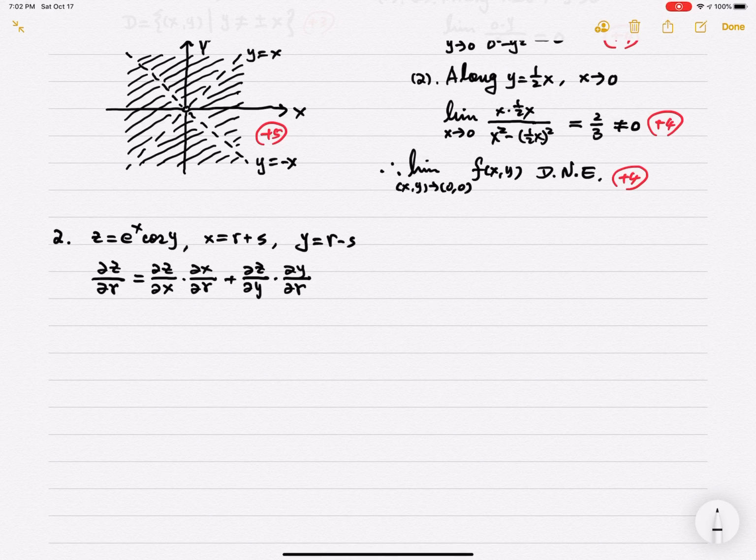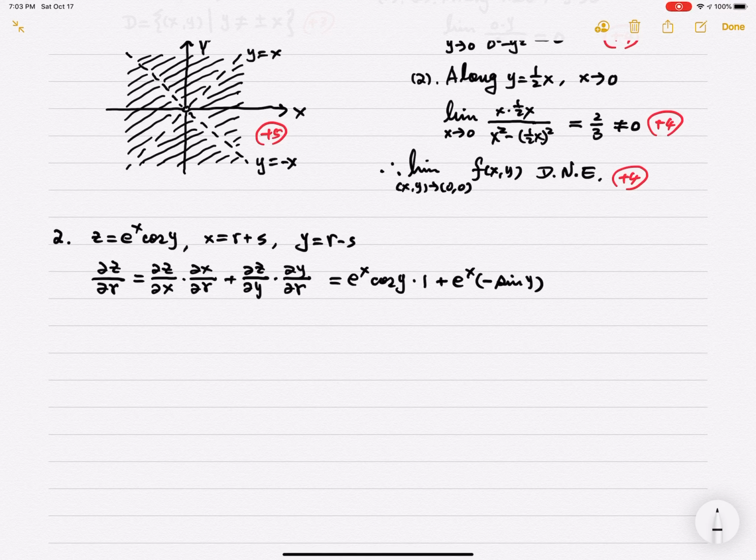Now partial z, partial x: calculating the derivative with respect to x, this doesn't change, e to the x cosine y. Partial x, partial r equals 1. Plus partial z, partial y: e to the x with respect to y, this is a negative sine y.